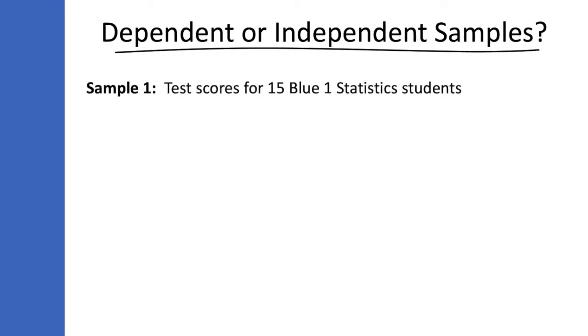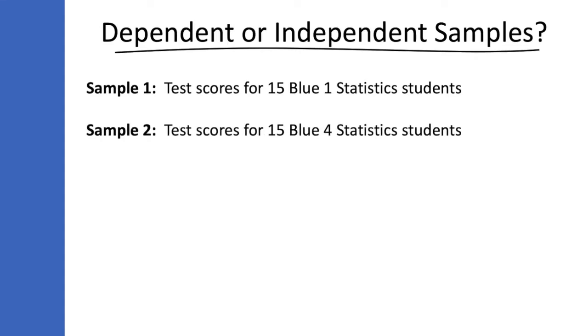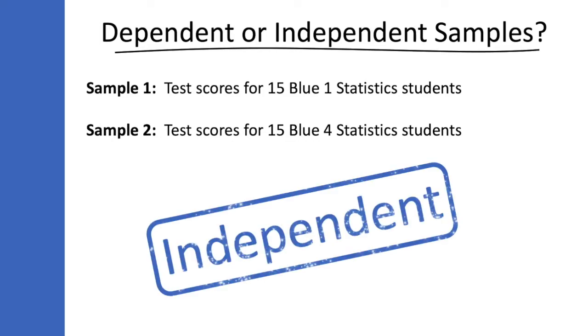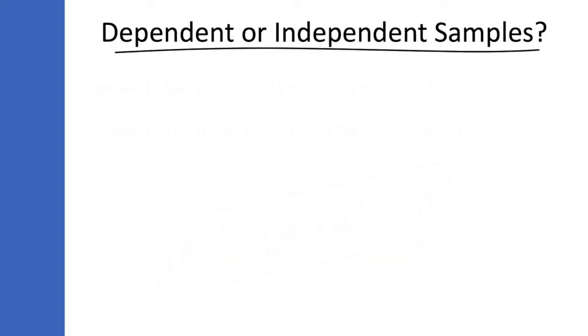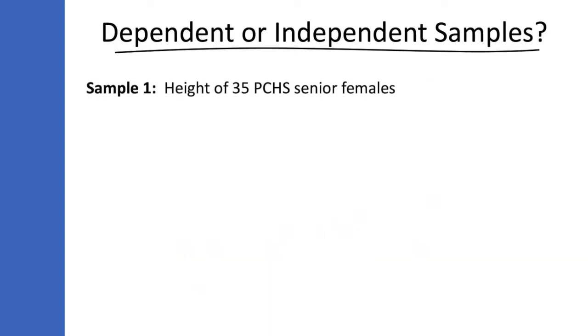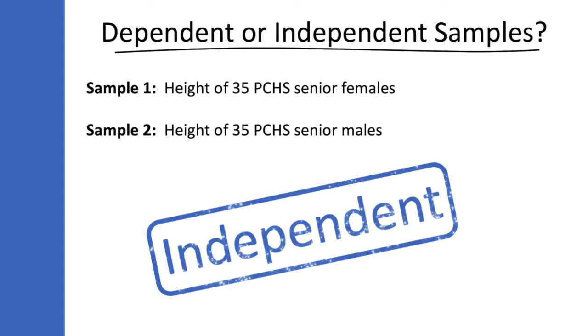How about this one? Sample 1, test scores for 15 Blue 1 statistics students. Sample 2, the test scores for 15 Blue 4 statistics students. Those would be independent. One is not related to the other. Sample 1, the height of 35 Pine Creek senior females, and sample 2, the height of 35 Pine Creek senior males. Dependent or independent? Those are also independent.